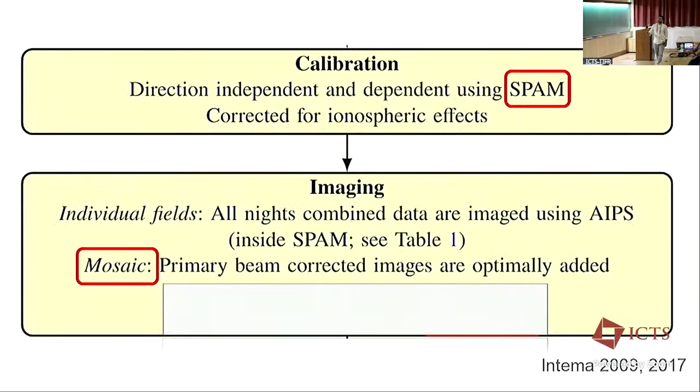So we have used the SPAM pipeline, the source peeling and atmospheric modeling. So it corrects for ionospheric effects. It does direction independent and dependent calibration. And after doing the calibration, we have imaged each of the fields. The imaging has been performed in APES, which is inside SPAM. And then finally, we are adding those images to get a mosaic.